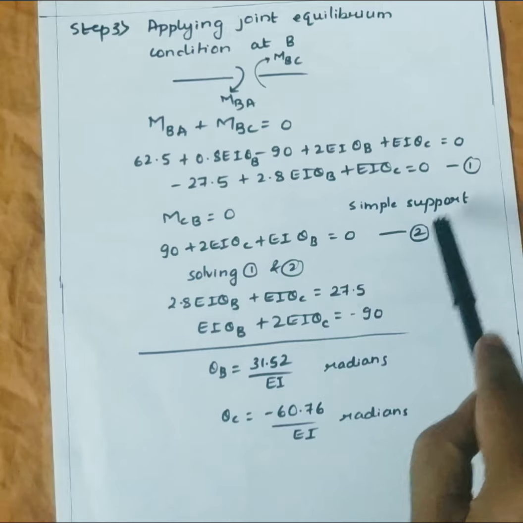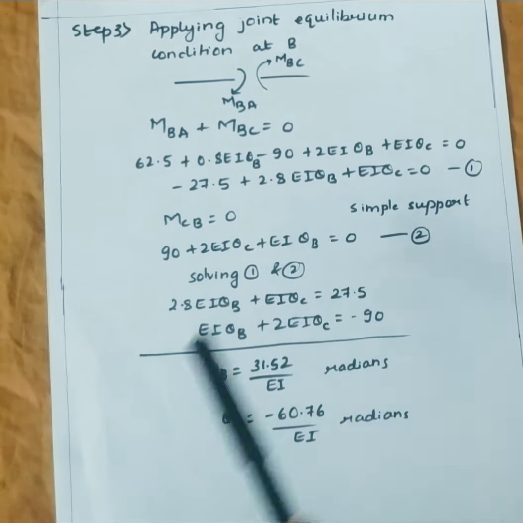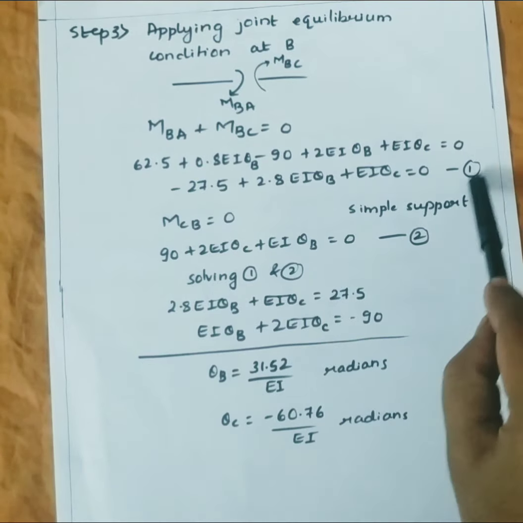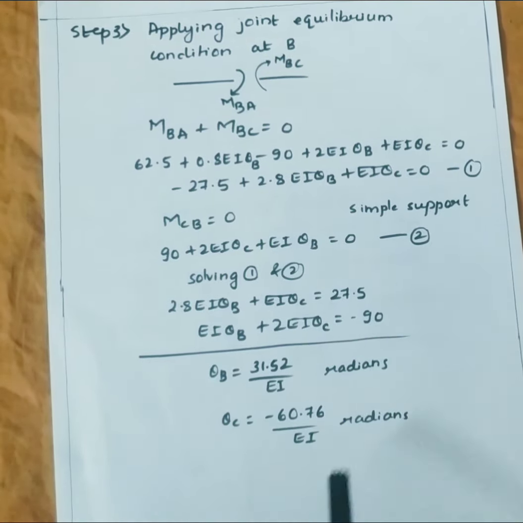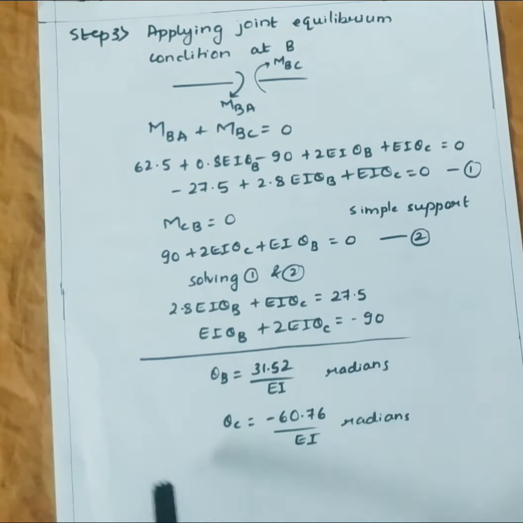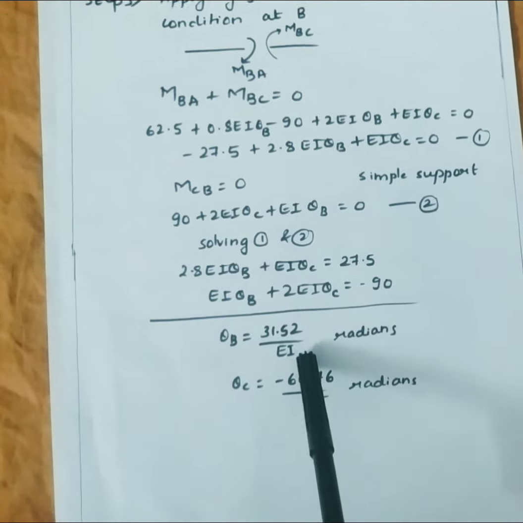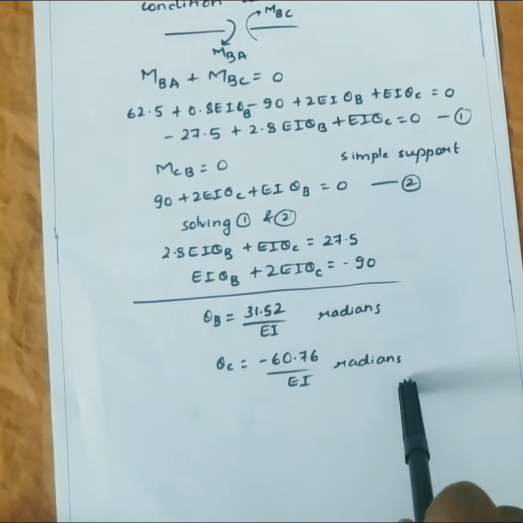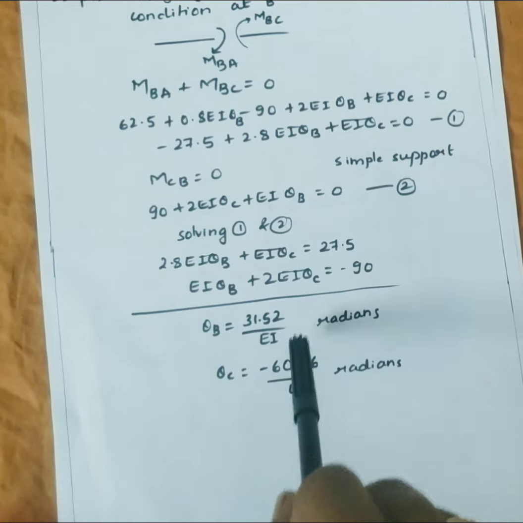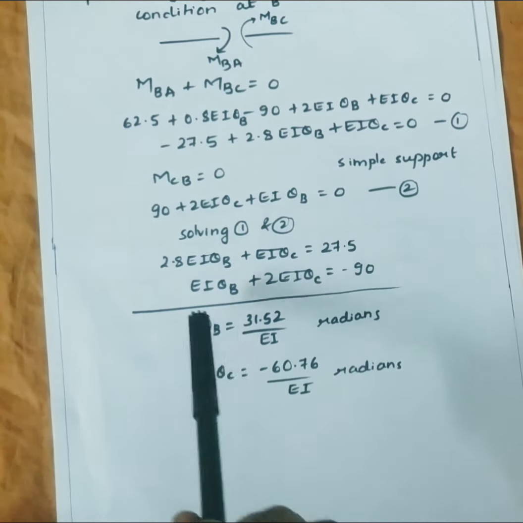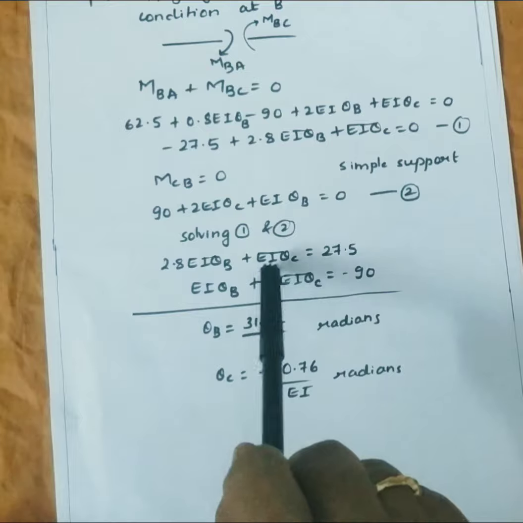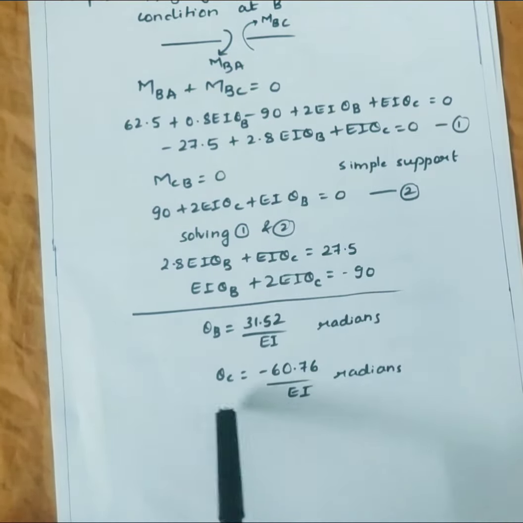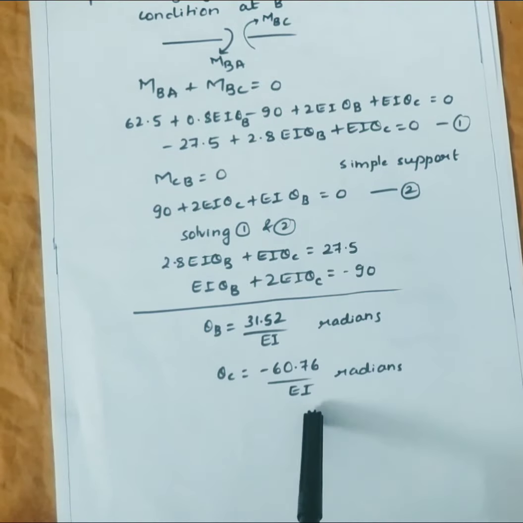Okay, solving these two equations as simultaneous equations. In a calculator as well you can solve these simultaneous equations. And we get theta B as 31.52 by EI and theta C as minus 60.76 by EI radians. If the EI value is given, we have to substitute over here. Okay, here the unknowns are EI theta B and EI theta C. So theta B equal to 31.52 by EI and theta C equal to minus 60.76 by EI.